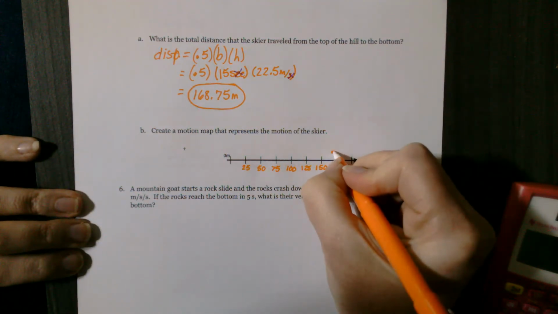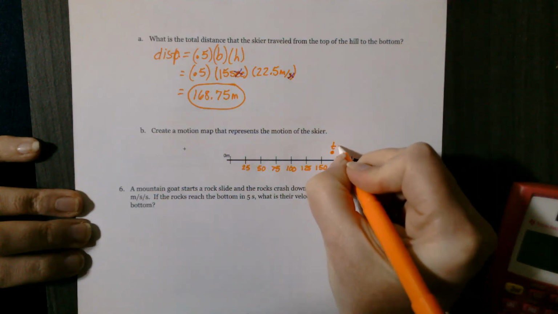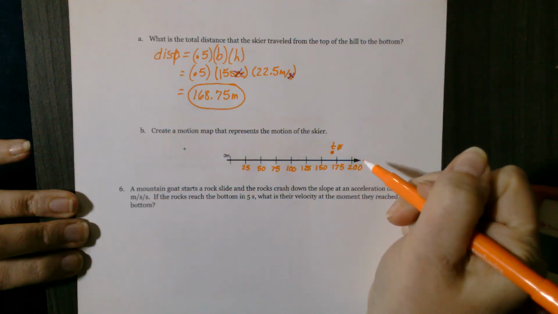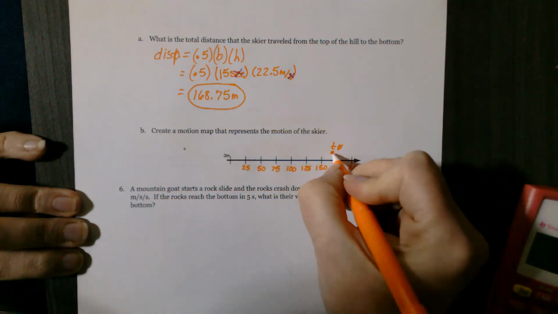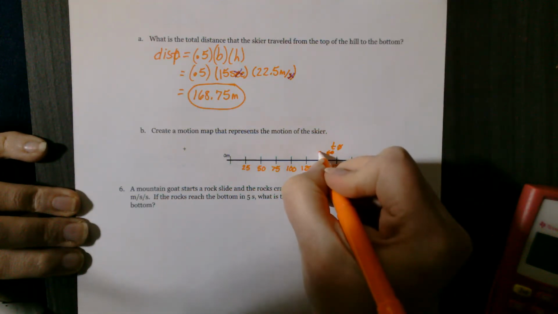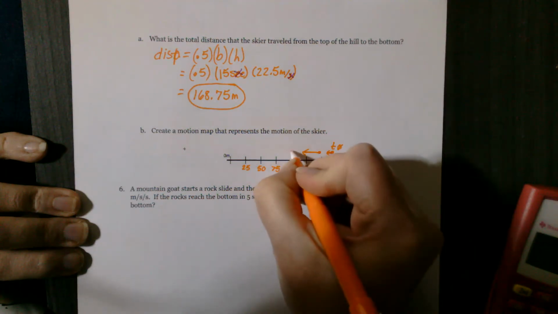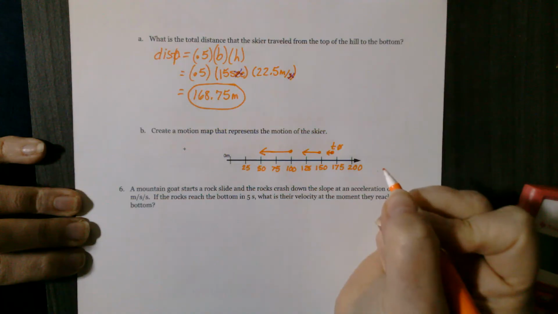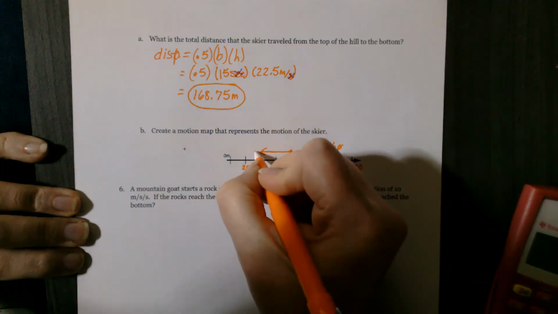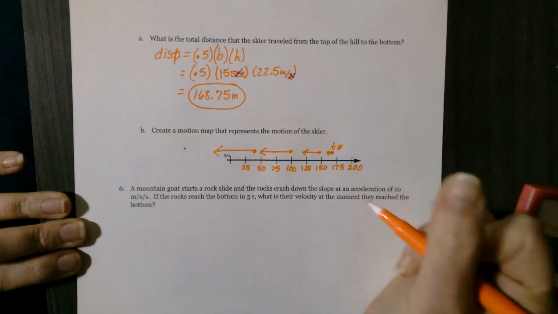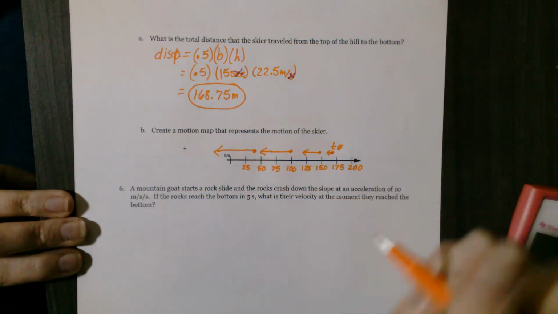So time of 0 seconds, because remember, we always have to start with 0 seconds on our motion map. Okay, we've got very slow acceleration here, and then they're going to get faster and faster, so they need to have bigger vectors, and then bigger vectors. So they should be getting longer and longer.